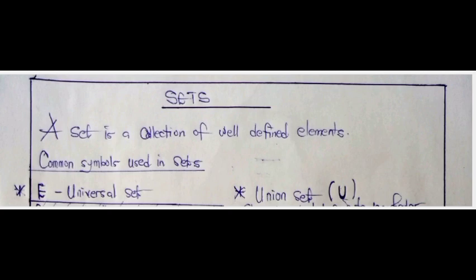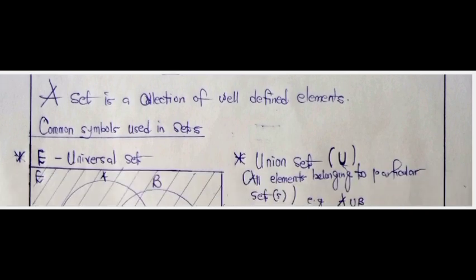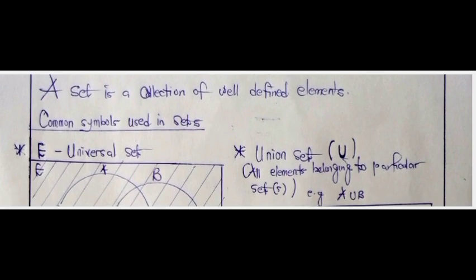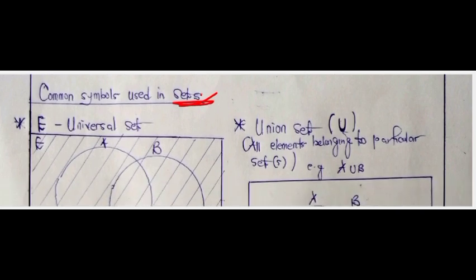We're going to focus our attention on sets. Now, by definition, a set is a collection of well-defined elements. Now, let us look at the common symbols that are used in sets. For us to understand sets, we need to understand the common symbols that are used in sets. The first symbol that we're going to focus on is a universal set.